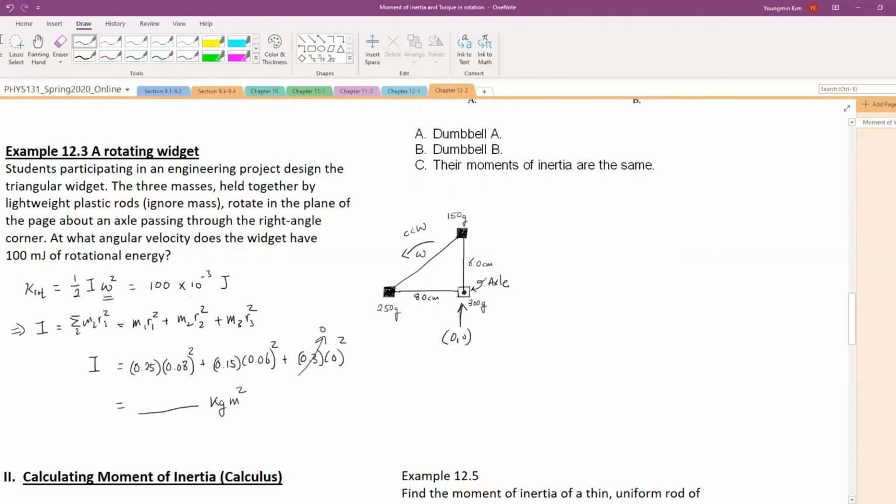Now the question is asking at what angular velocity. So now we go back. The kinetic energy is 100 millijoule, which is equal to 1/2 moment of inertia times angular velocity squared. And here you're going to solve it for omega, which is the square root of 2K divided by I. And since we know the number for the moment of inertia, and we also know that K is 100 millijoule, then we can solve for the angular acceleration. I'm sorry, angular velocity.